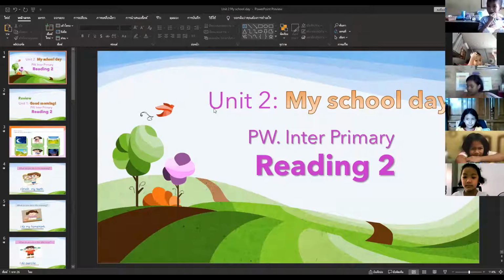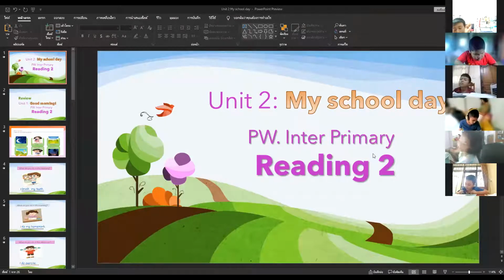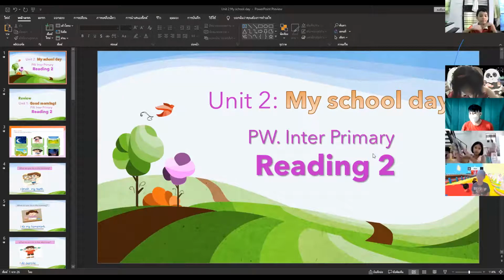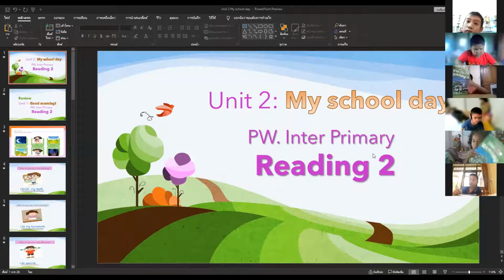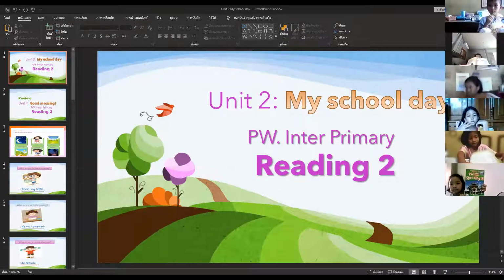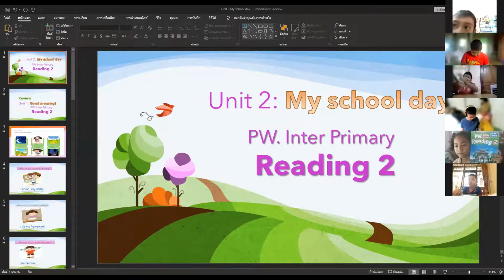Okay, today we're going to talk about my school day. Unit 2, my school day, PW Interprimary, reading two. Okay, reading two books. Now raise your books. I want to see your books. Show it in the camera. Okay, Haifa, I saw it. Haifa and Tonam have. Who else? Raise your books. Number 24.